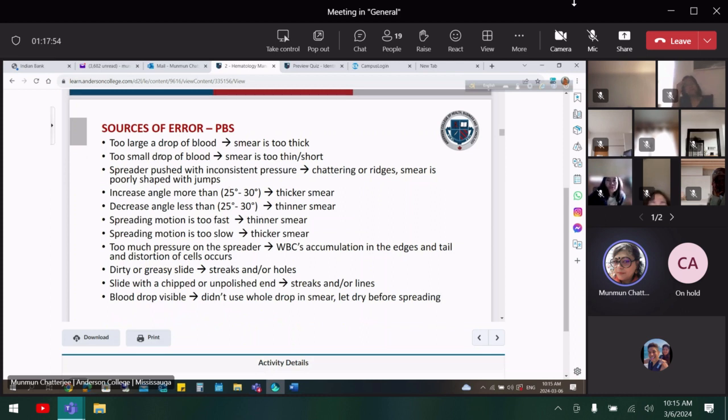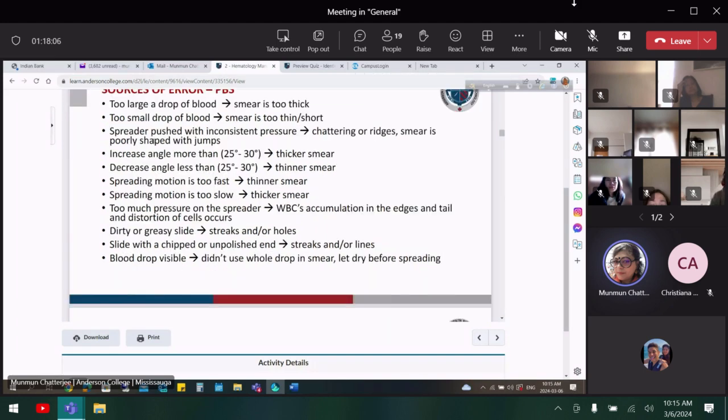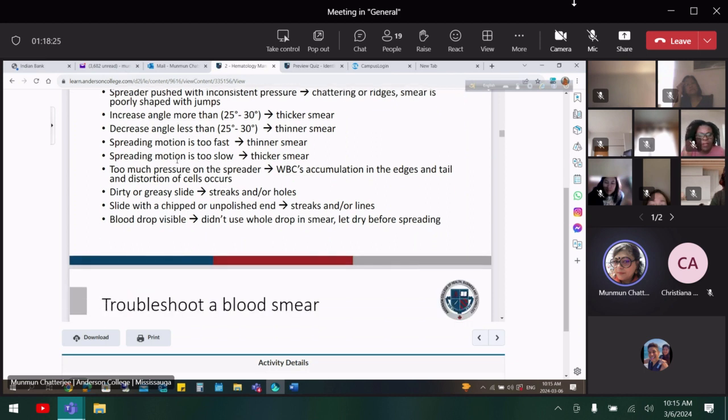Sources of error: too large a drop of blood makes the smear too thick, except for malaria. Too small a drop of blood, the smear is too thin or short. Spreader pushed with inconsistent pressure. That means when you're pressing, it should be the same pressure. You cannot start with high pressure, then release it. Inconsistent pressure gives chattering or ridges, and the smear is poorly shaped with jumps. Increased angle, more than 25 to 30, gives a thicker smear. If you decrease the angle, a thinner smear.